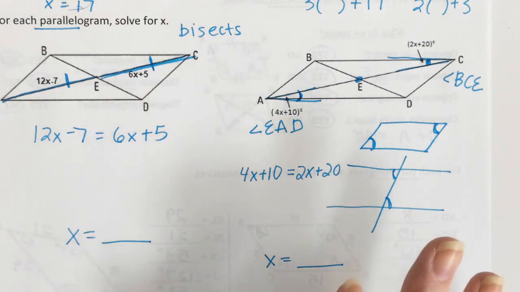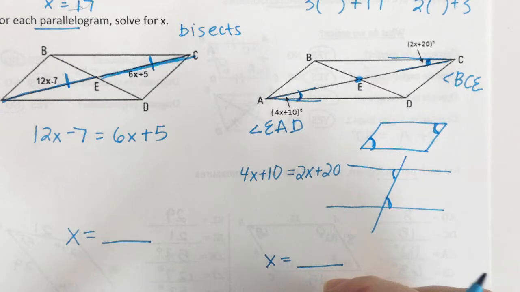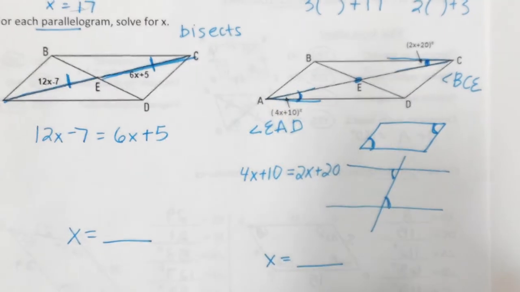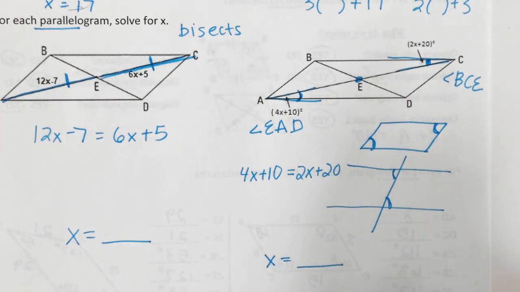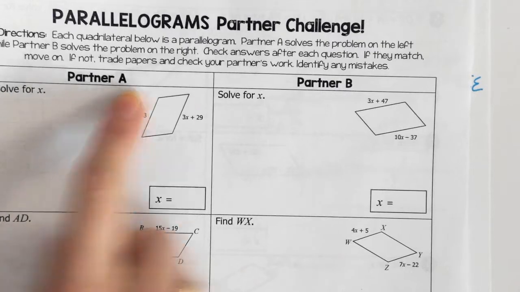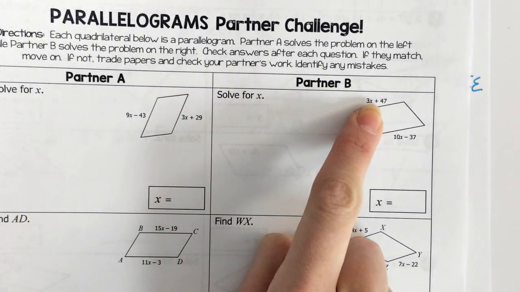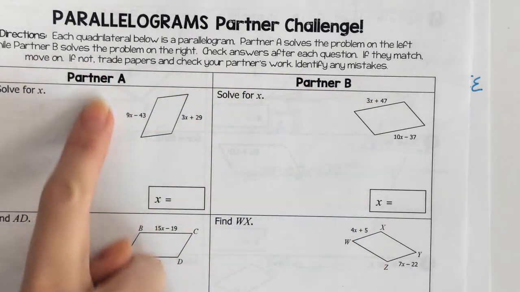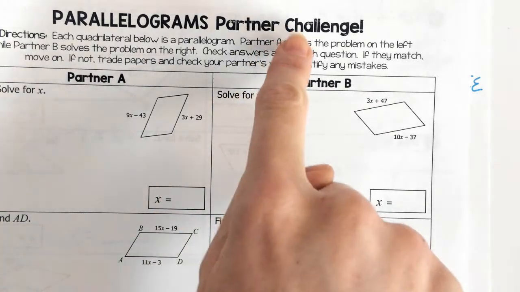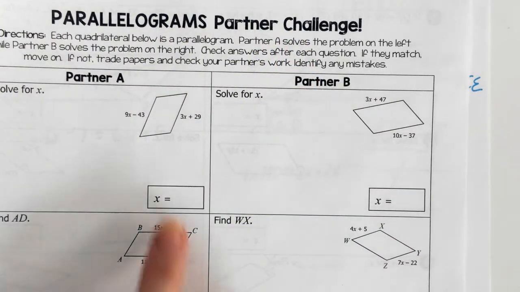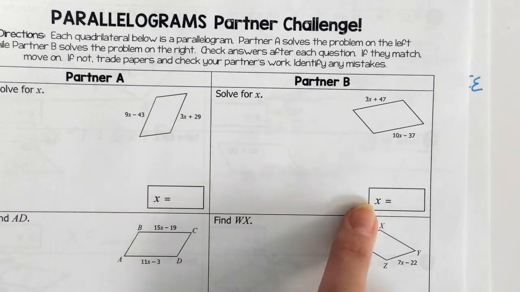So now that you have the notes, finish these problems, and then the substitute will be giving you a practice worksheet that you can work on with a partner. The practice worksheet has 2 different pieces to it. If you look at it, it says partner A and partner B. So you need to find a partner. You do one column, they do the other one, and you should get the same answers.